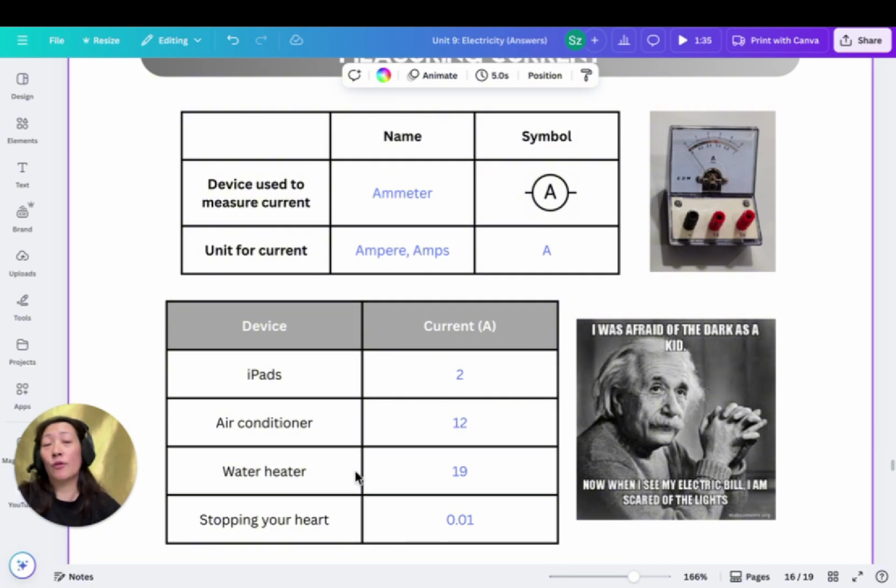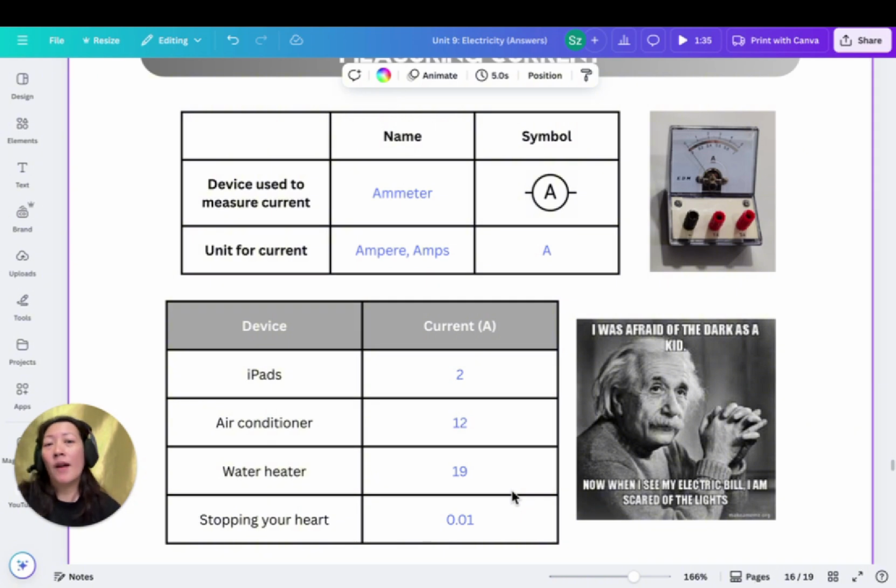Water heaters also use quite a lot of current because they need to heat up the water very, very quickly. Water heaters may use up to 19 amperes of current. Now, you've also heard of electric shocks or electrocution, right? So what kills a person is not the current itself, but the fact that the current can actually stop the person's heart from beating. And our heart is a very sensitive organ.